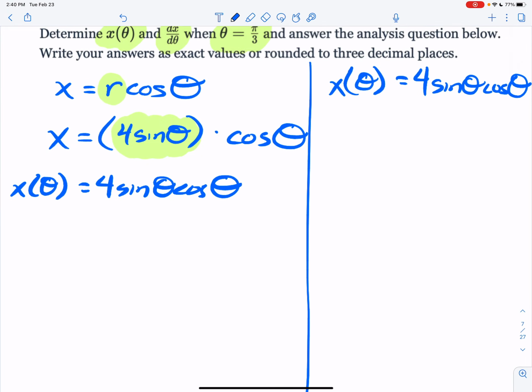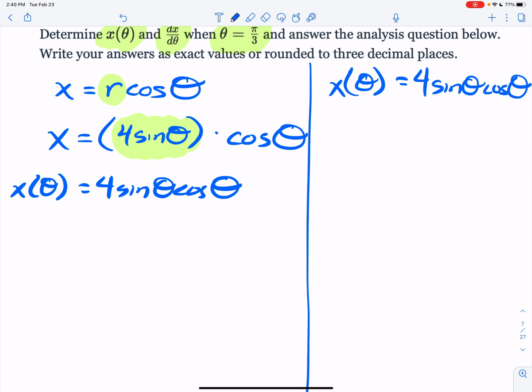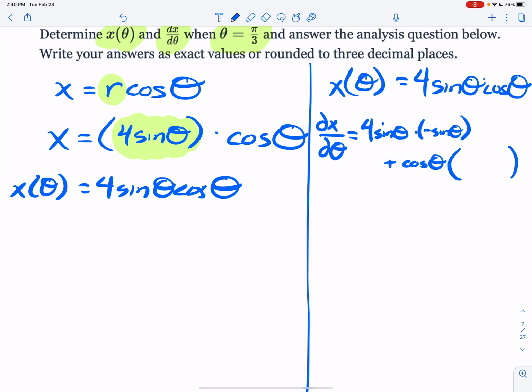Okay, it might not have space, but here we go. To find the derivative, dx/dθ, this is going to require a product rule. It'll be the first, 4 sine theta, times the derivative of the second, which is negative sine theta. I'm running out of space here. Plus the second times the derivative of the first, which is 4 cosine theta.